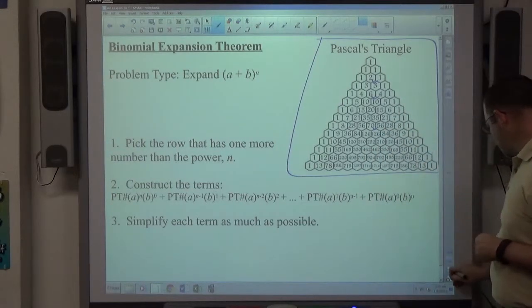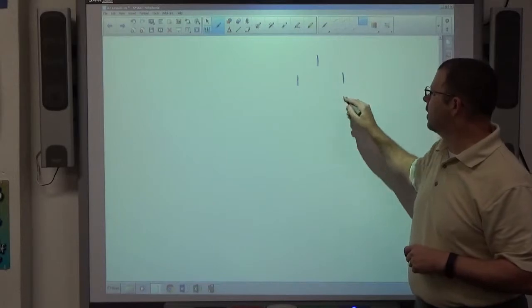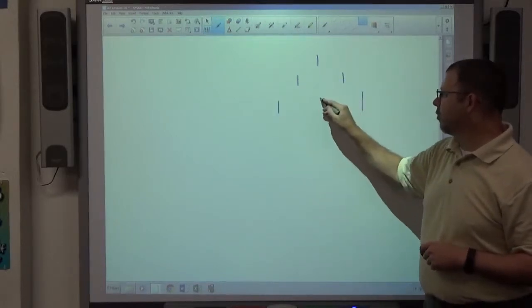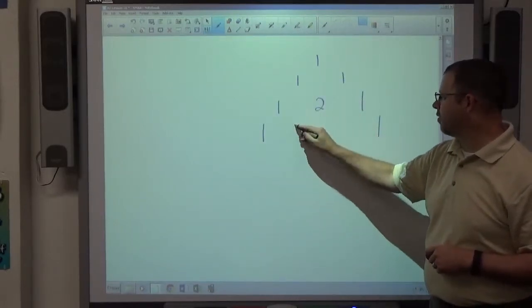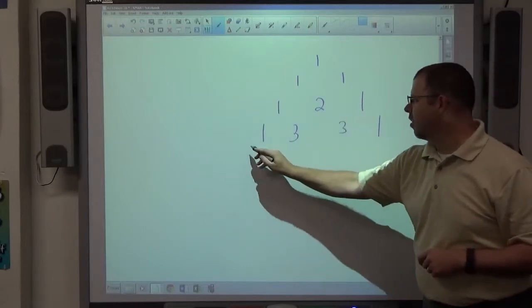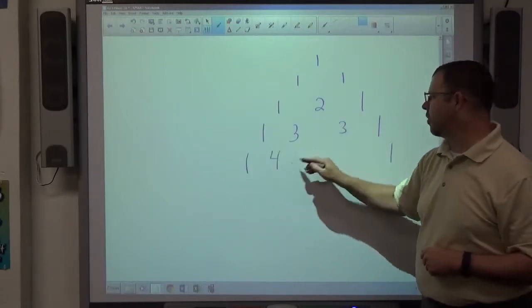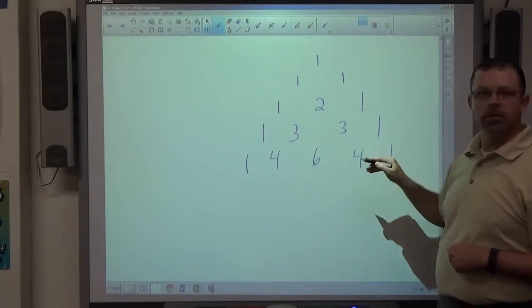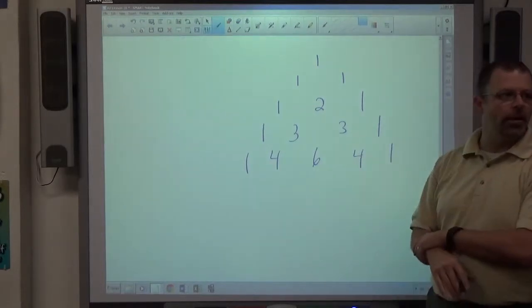So basically, it goes like this. You start with 1, 1, 1. Ones on the outside, 1 plus 1 is 2. Ones on the outside, 1 plus 2 is 3, and 1 plus 2 is 3. Ones on the outside, 1 plus 3 is 4, 3 plus 3 is 6, 3 plus 1 is 4. Like so. Just keep going down as far as you need to go.